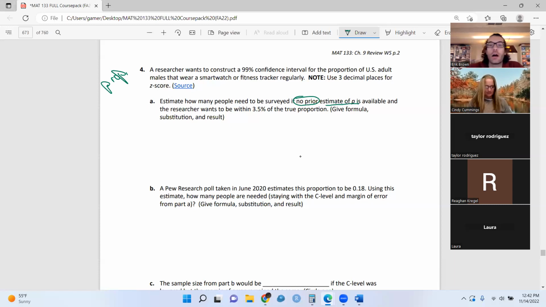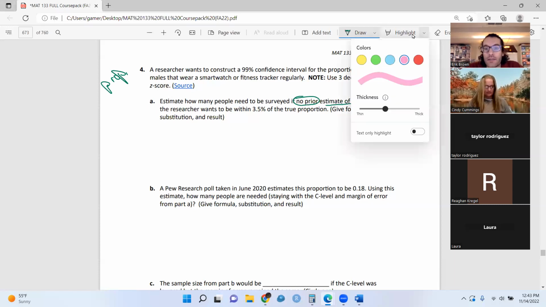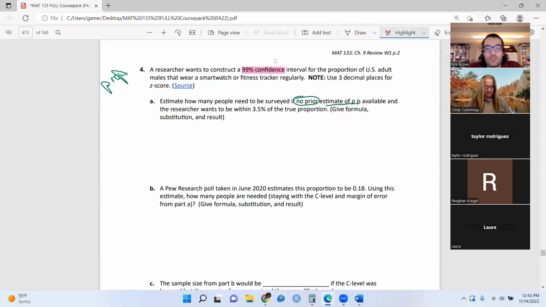So let me, I haven't been doing this. Let me highlight the pieces we need. We need the C level. We need the margin of error. And that's it for this one.